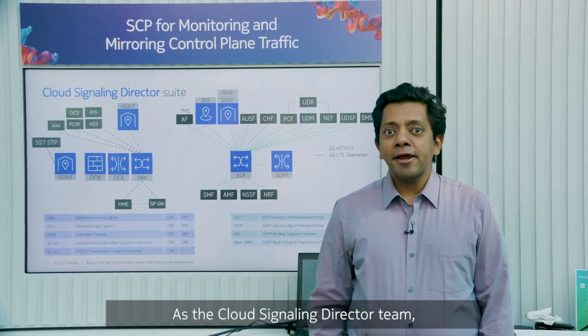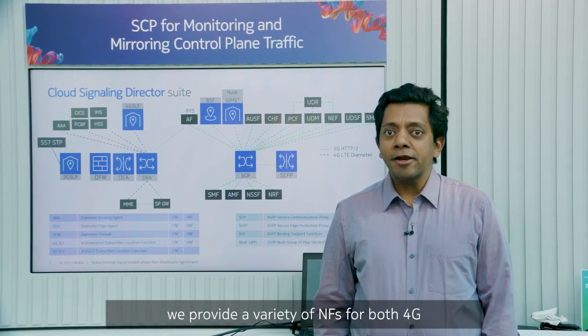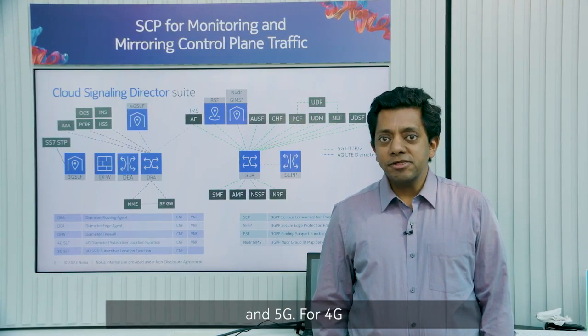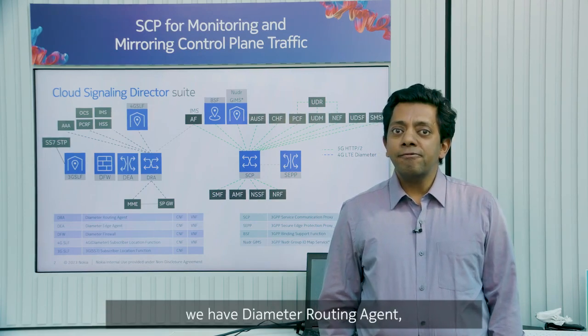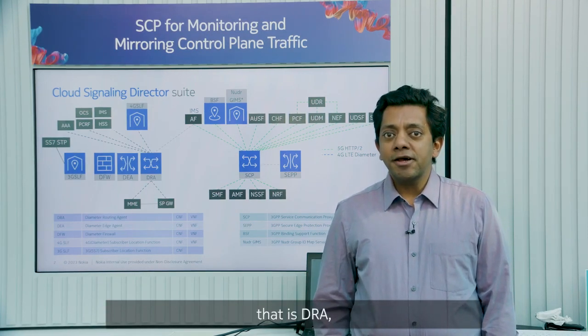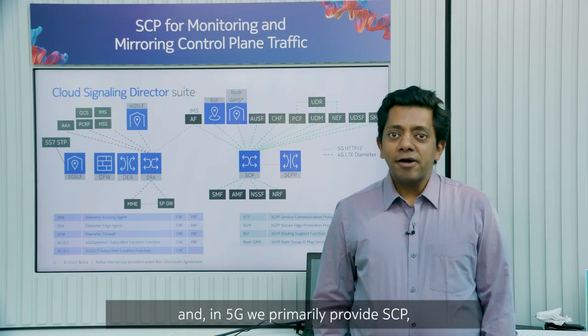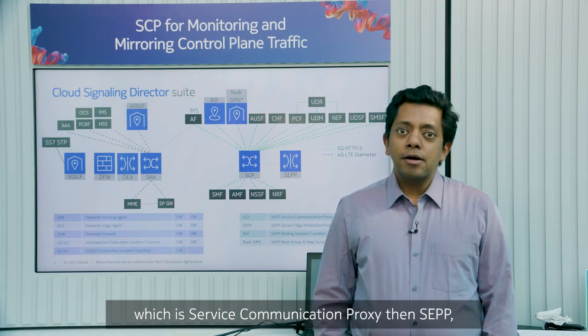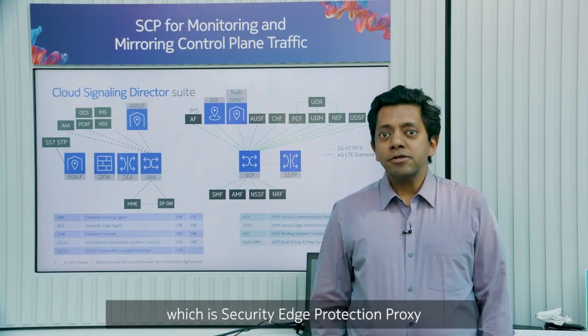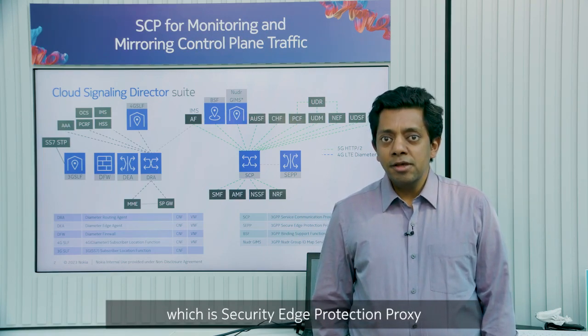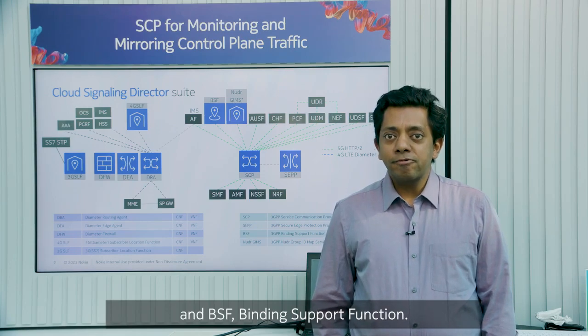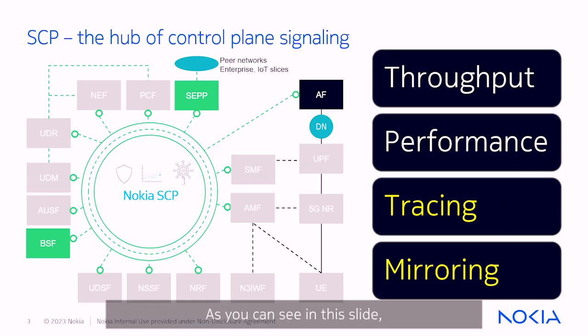As a Cloud Signaling Director team, we provide a variety of NFs for both 4G and 5G. For 4G, we have the Diameter Routing Agent, that is DRA, and the Subscriber Location Function, that is SLF. In 5G we primarily provide SCP, which is Service Communication Proxy, then SEPP, which is Security Edge Protection Proxy, and BSF, Binding Support Function. As you can see in the slide, all 5G NFs communicate with each other through SCP.